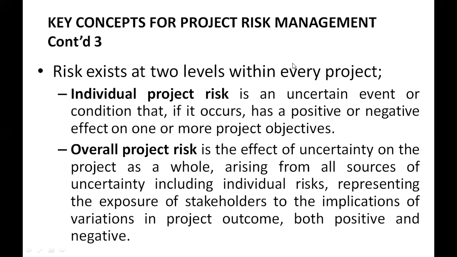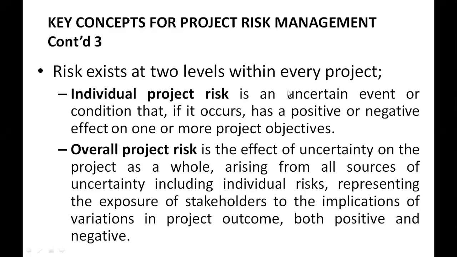All right. Now, in every project, risk abounds in two levels. So we have the individual project risk, which is an uncertain event or condition that, if it occurs, has a positive or negative effect on one or more project objectives. So that's individual risk occurring from one event, which may have impact on one or more project objectives, either positively or negatively. Then we have the overall project risk, which is the effect of uncertainty on the project as a whole, arising from all sources of uncertainty, including individual risk.